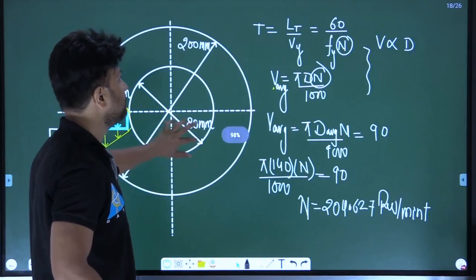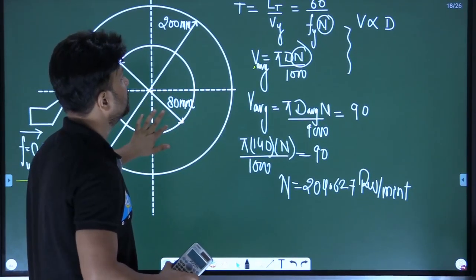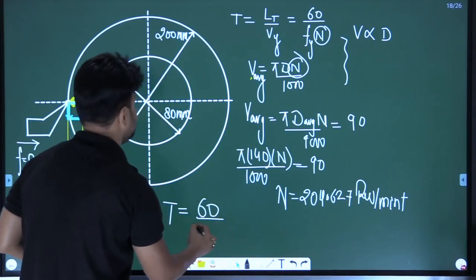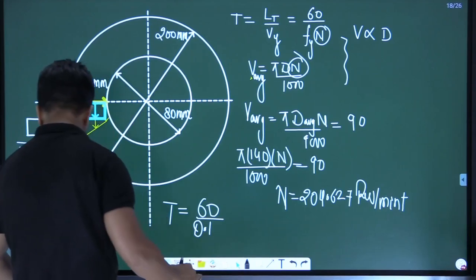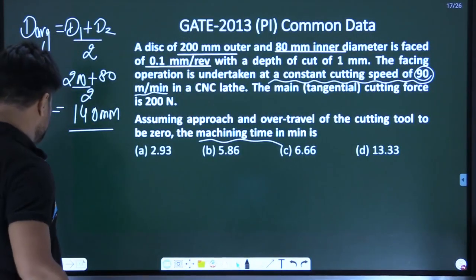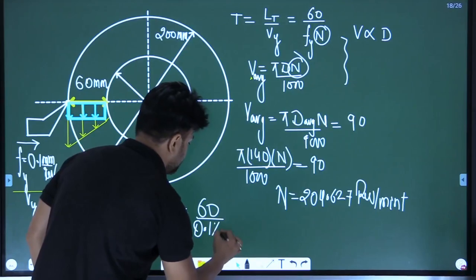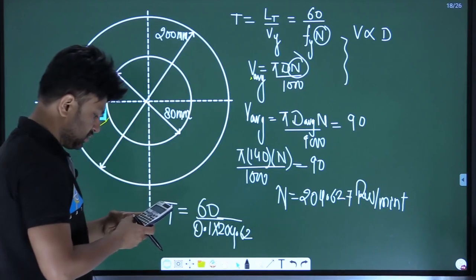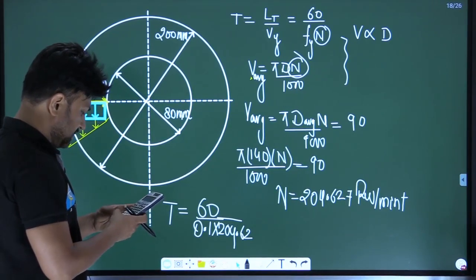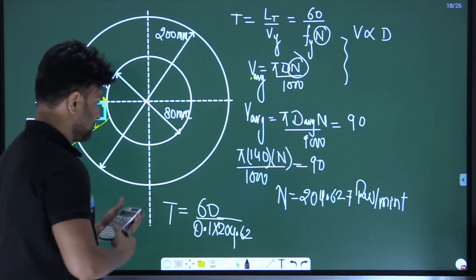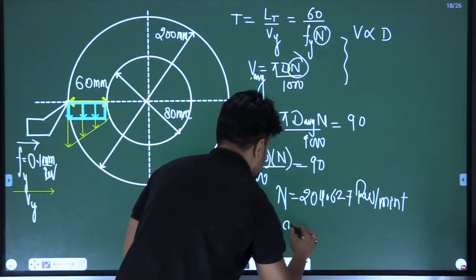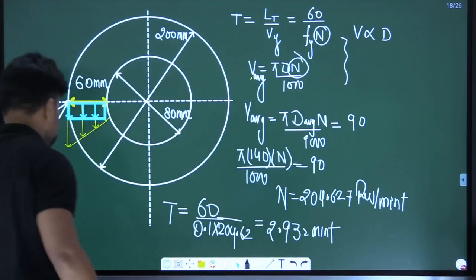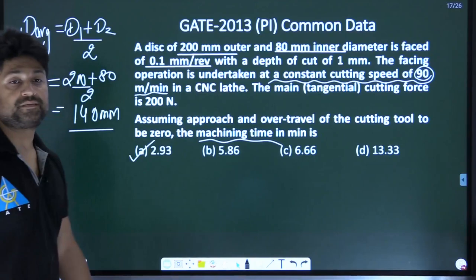You have to calculate the machining time. So, you know the machining time is 60 divided by F, that is 0.1 mm per revolution, into RPM, that is 204.62. So, 60 divided by 0.1 into the answer, it is coming to 2.932 minutes, my dear. Let me see the answer: 2.93, option A.